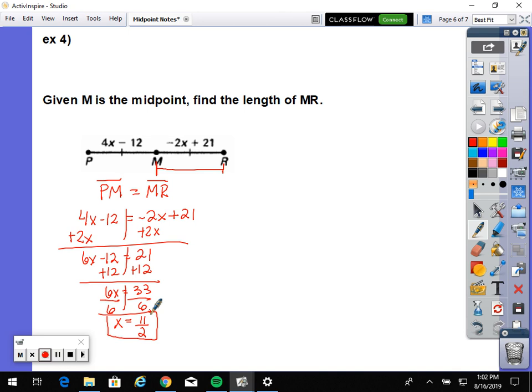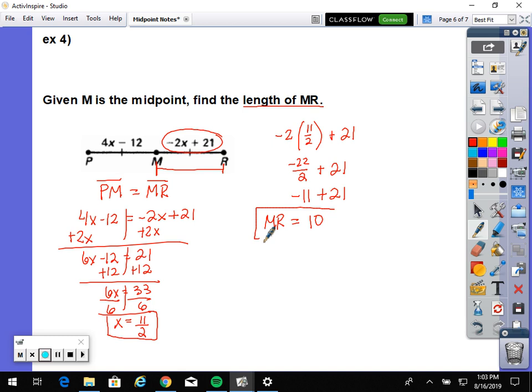I'm not done yet. I found x, which is 11 over 2, but it's asking me for the length of MR, so I've got to plug it back in to MR. So negative 2 times 11 over 2 plus 21. Negative 2 times 11 over 2 is going to give me a negative 22 over 2 plus 21, and negative 22 over 2 is going to give me a negative 11 plus 21, which gives me 10. So the length of MR is 10, and that is our answer.